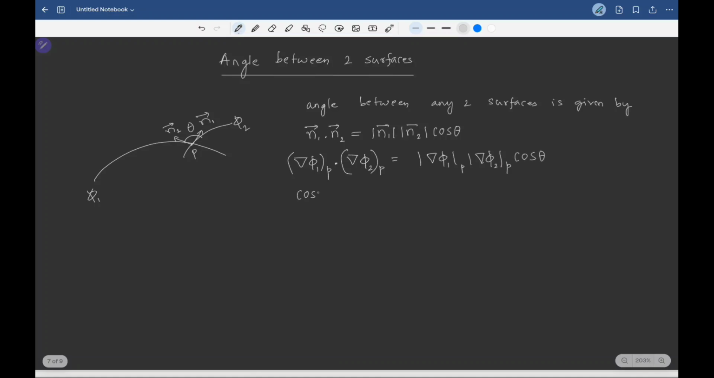So cos theta is equal to del phi 1 at P dot del phi 2 at P, whole divided by the absolute value of del phi 1 at P times the absolute value of del phi 2 at P. So this is such a small topic. We'll just move on to the problems now.